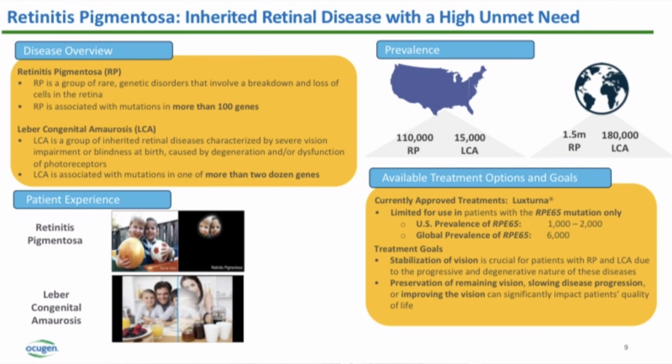And aside from that, we have to talk about the trial, because what is that for? For RP and LCA. What the heck is RP? If you don't know what RP is and you invest in OCUGEN, shame on you. Do you know what LCA is? Shame on you too. Let me bring it up for you guys. I got you, villagers. So retinitis pigmentosa.